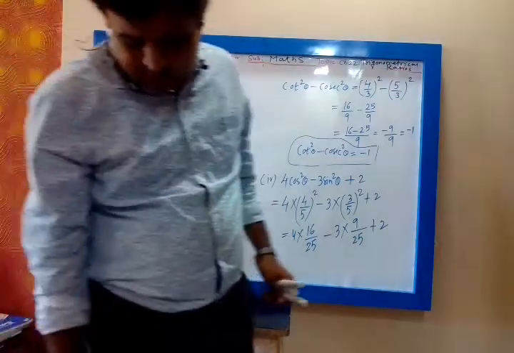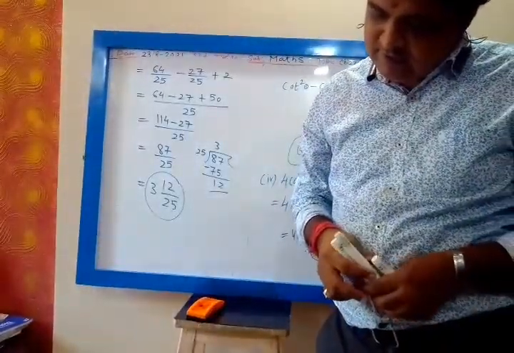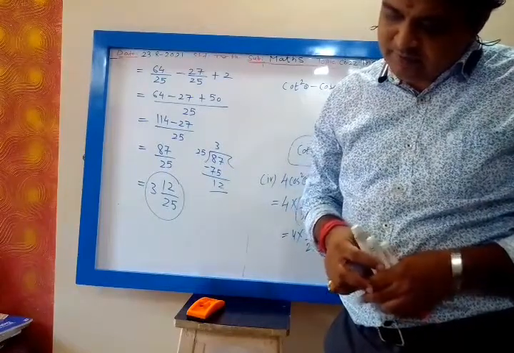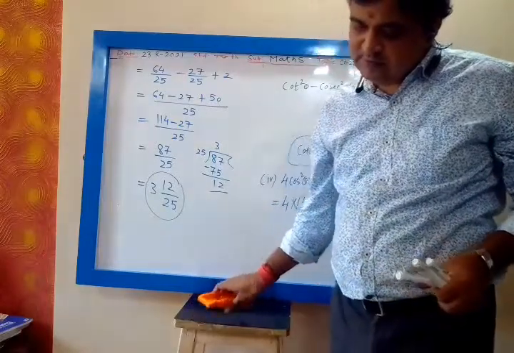So in a similar way, the next one: 17 cos theta is 15. Find the value of tan theta plus 2 sec theta.